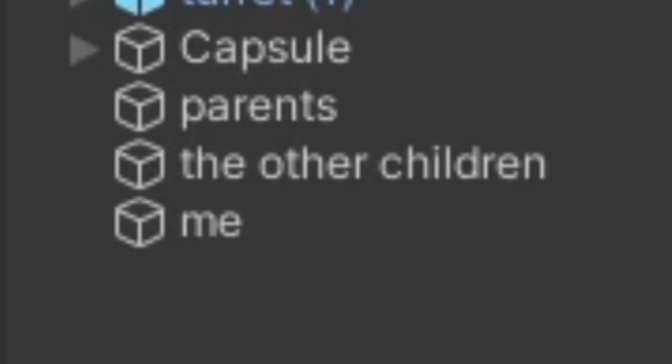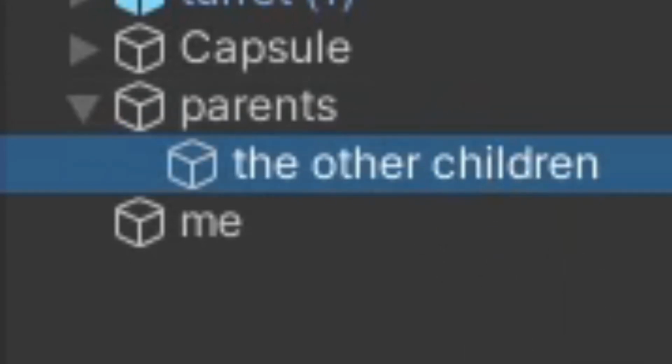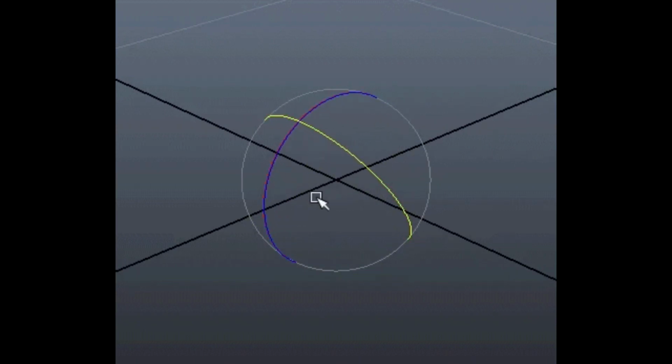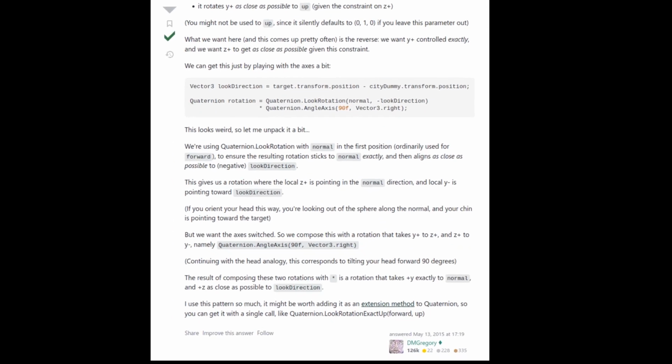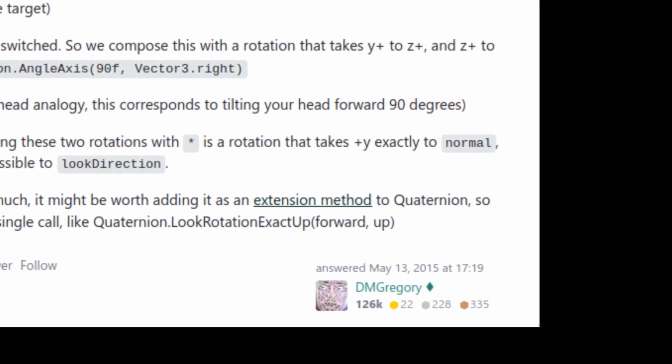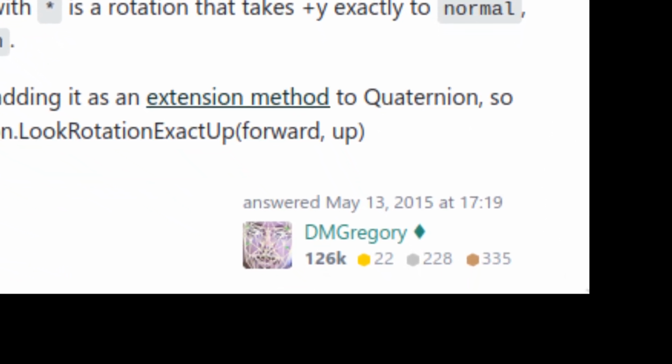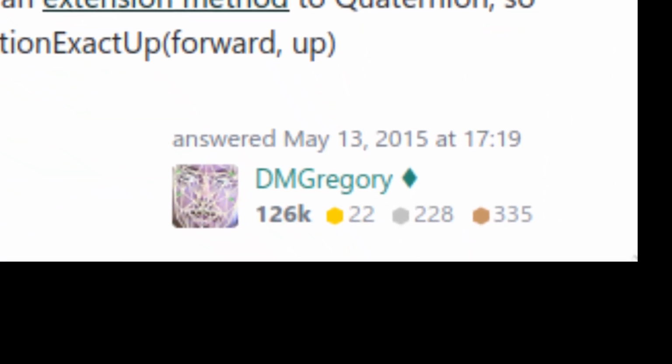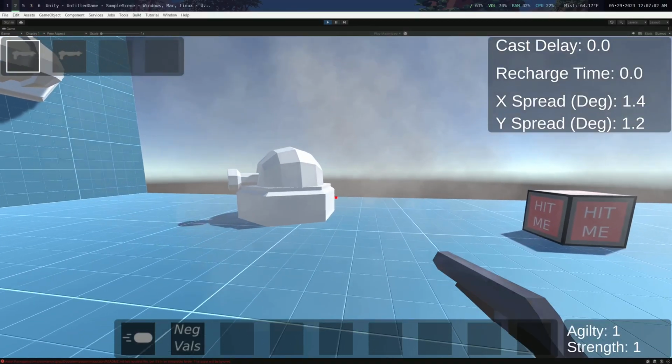But then I forgot that parent-child relationships exist, so I didn't really need that PhD. But then I experienced gimbal lock, so I did need that PhD. Thank you, DM Gregory on Stack Exchange. Your solution helped my smooth brain get a PhD in quaternions. But anyways, this is the result.